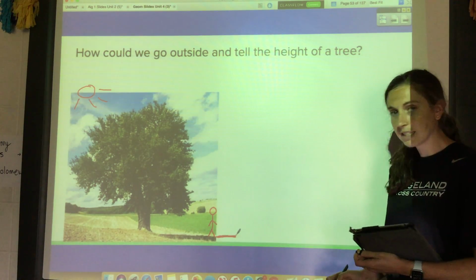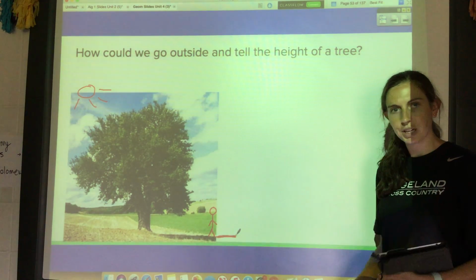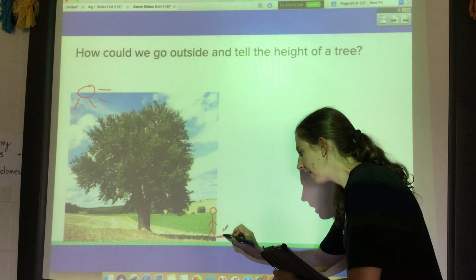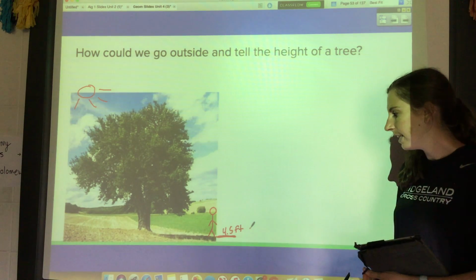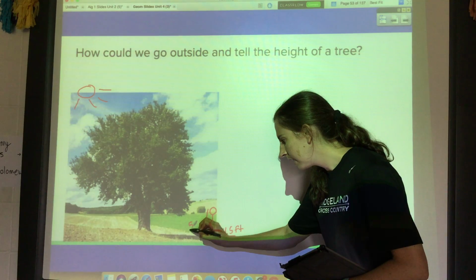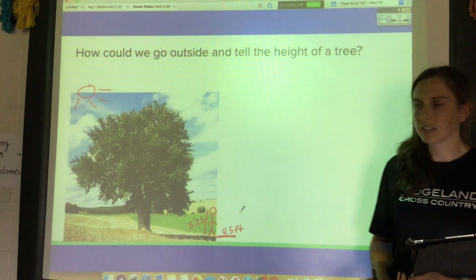Okay, so let's say you've got a tape measure, and you measure your shadow, or you have a friend measure your shadow, and your shadow is 4.5 feet. And your height is, you are 5'7" and a half, because, you know, gotta be specific here, 5'7" and a half.